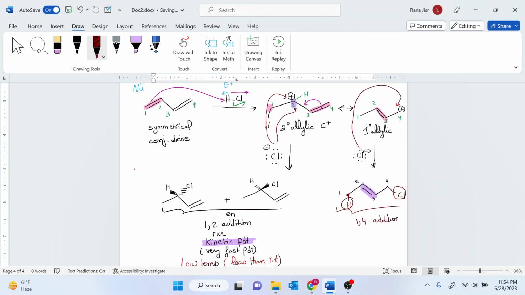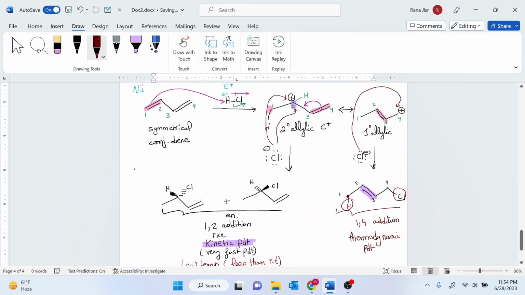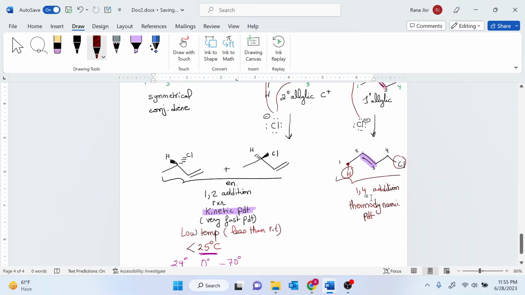1,4 addition is normally the thermodynamic product. Now, the thermodynamic product takes more time to form. The reason why is because the chlorine is far away from the plus charge. And when it forms, the most stable alkene needs to form. Here, this is a disubstituted alkene, versus here it's a monosubstituted alkene. So the more substituted alkene is going to form in the thermodynamic product.